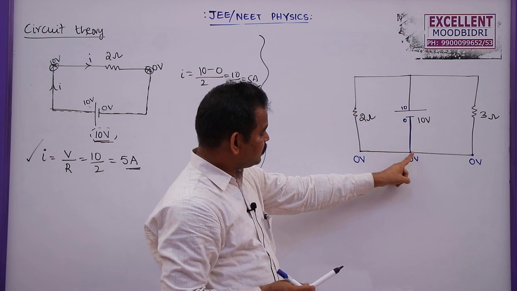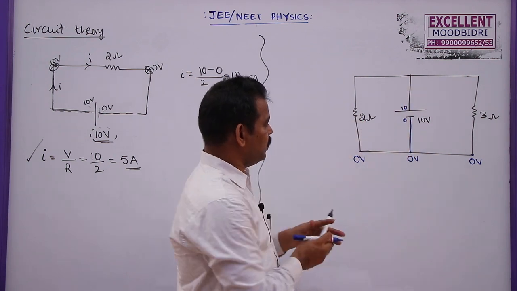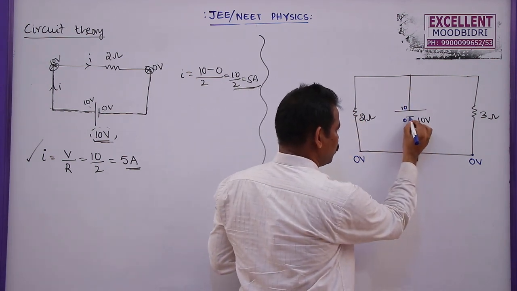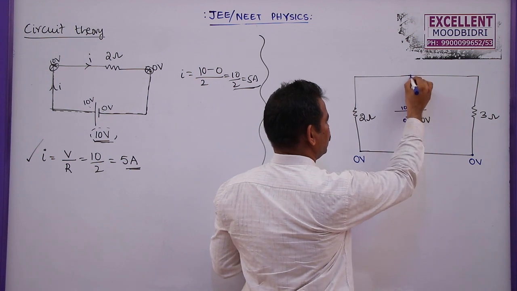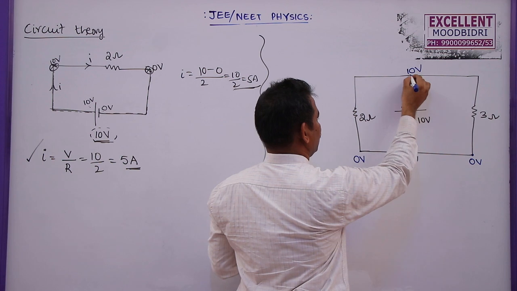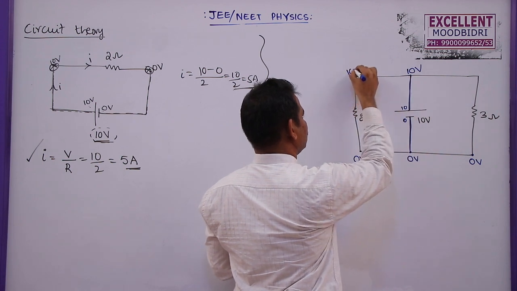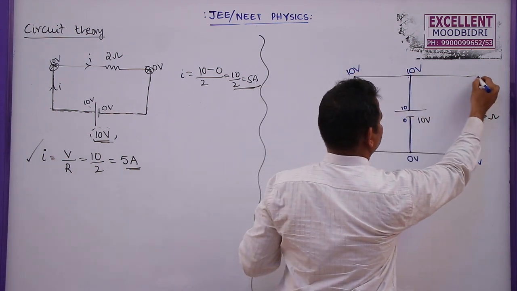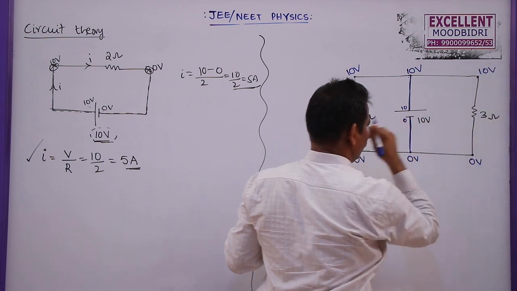Now as we are moving from this point to this point, we are moving from 0 volts to 10 volts, and there is no resistance in this path. So this will be at 10 volts, and there is no resistor here. This is also 10 volts. There is no resistor here. This is also 10 volts.